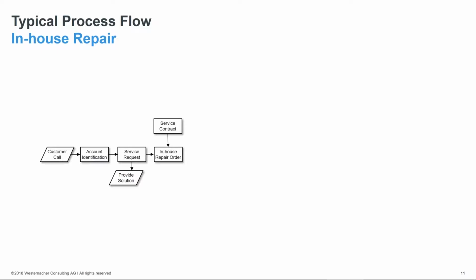When creating the in-house repair order, the system checks automatically for an existing service contract. A service contract can hold special terms and conditions as price agreements with the customer. The contract holds the covered and entitled products and services. Depending on the contract, the repair of the part could be free of charge.